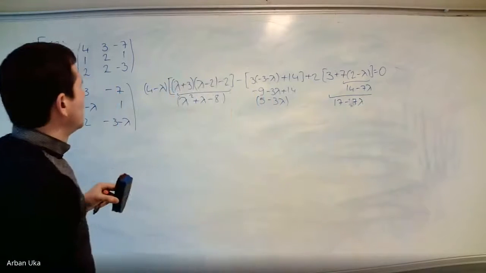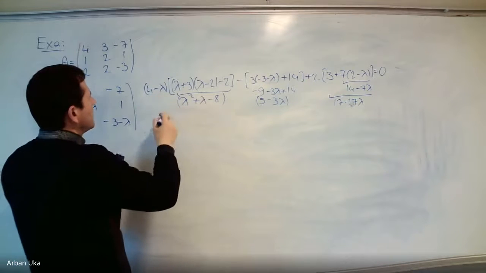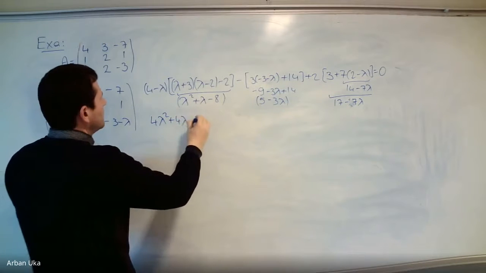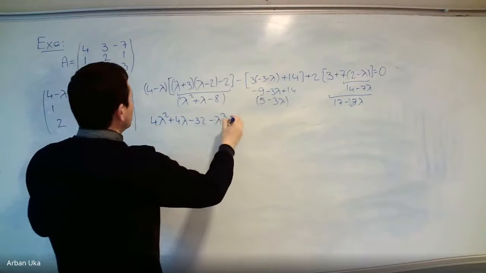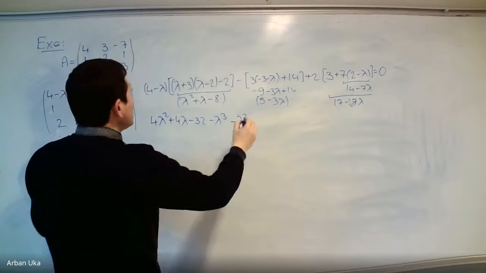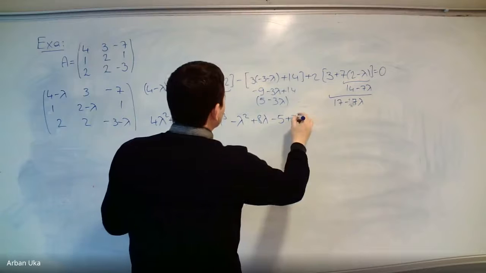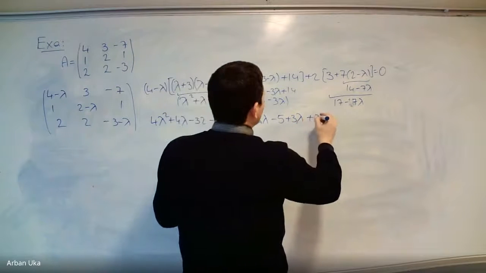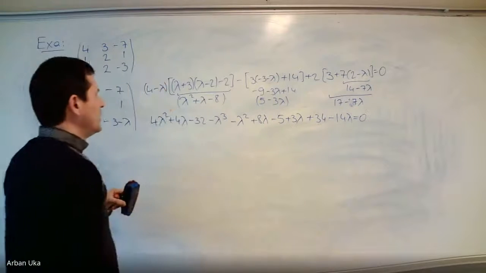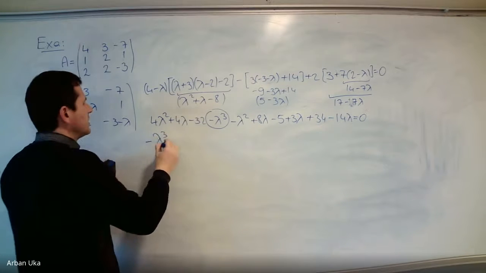That is good. And then let's continue on these terms. Then let's multiply first the 4. We get 4 lambda squared plus 4 lambda minus 32 minus lambda cubed minus lambda squared plus 8 lambda minus 5 plus 3 lambda plus 34 minus 14 lambda. This is equal to 0. Let's get down to the higher order. This is minus lambda cubed.